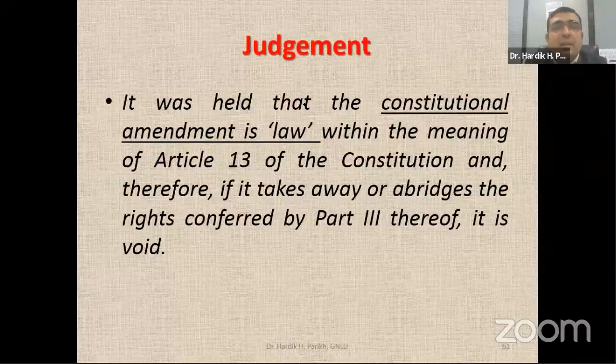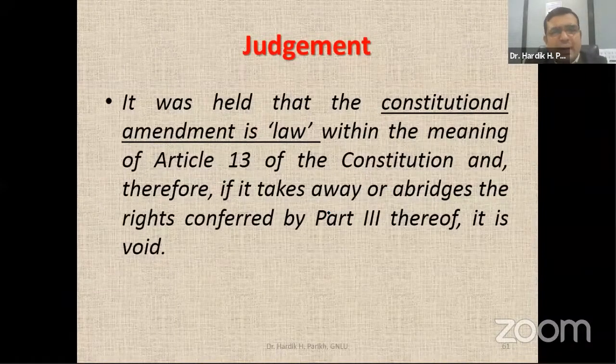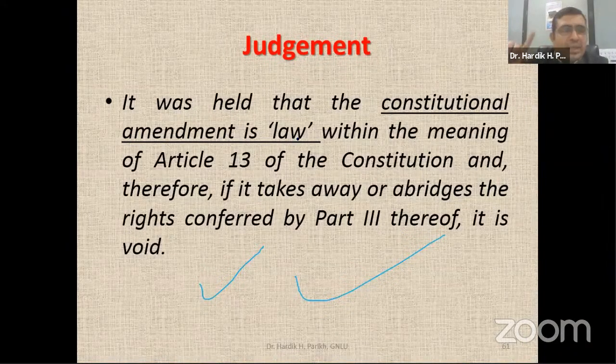So the judgment is very clear that in case you are making an ordinary law or a constitutional amendment, both will be considered to be law. And that is why it should not take away any of the fundamental rights guaranteed by Part 3 of the Indian Constitution. Now there is a logic.